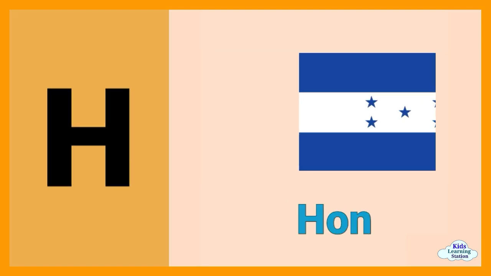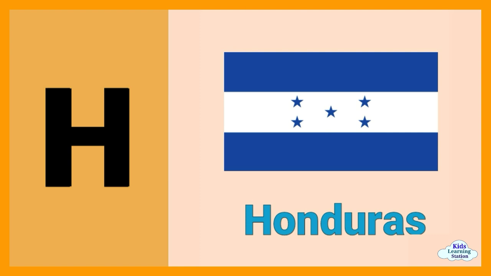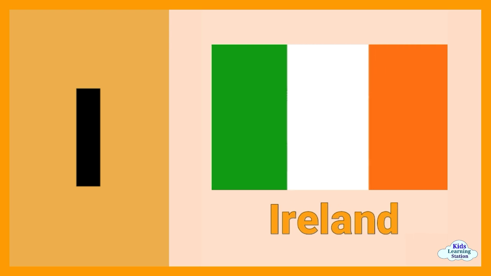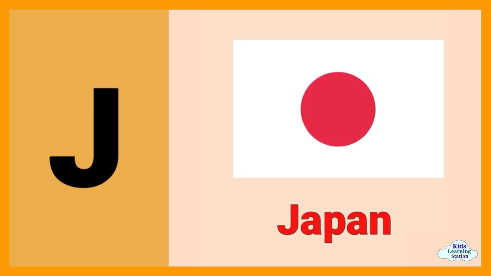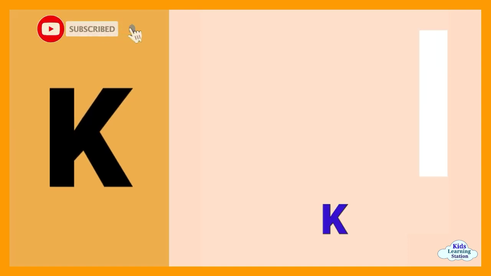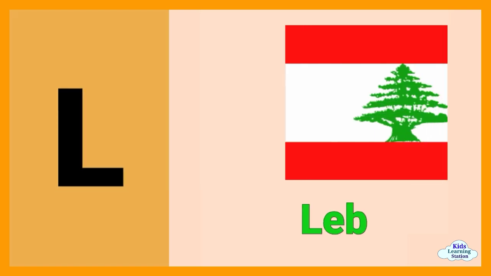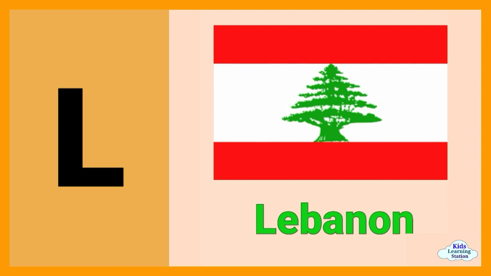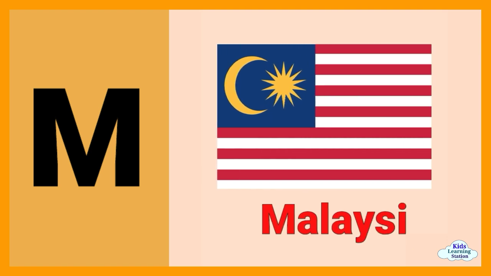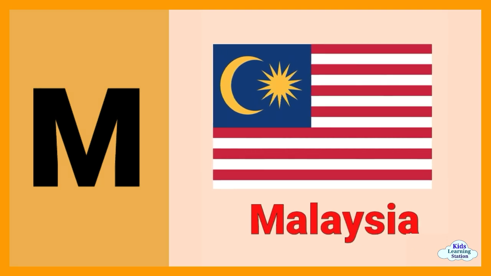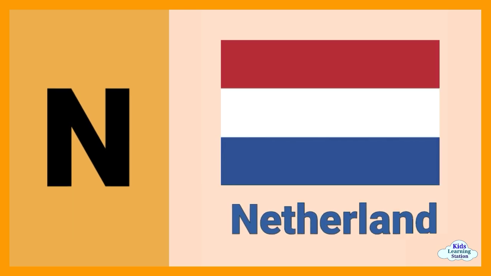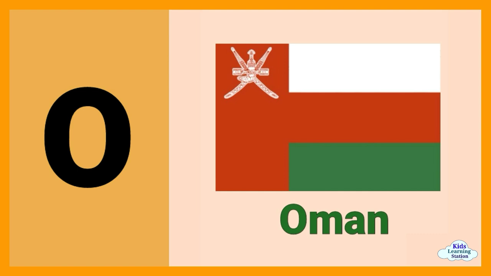H is for Honduras. Honduras. I is for Ireland. Ireland. J is for Japan. Japan. K is for Korea. Korea. L is for Lebanon. Lebanon. M is for Malaysia. Malaysia. N is for Netherlands. Netherlands. O is for Oman. Oman. P is for Philippines.